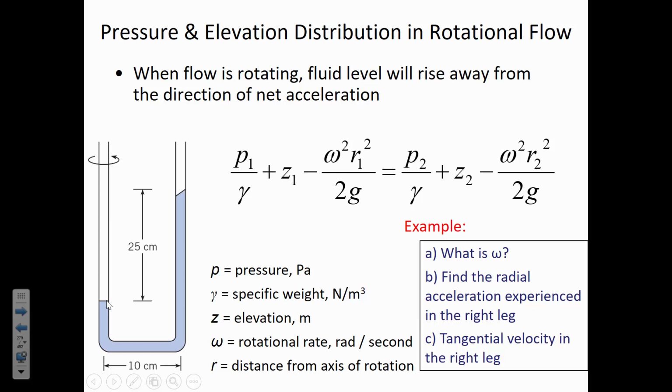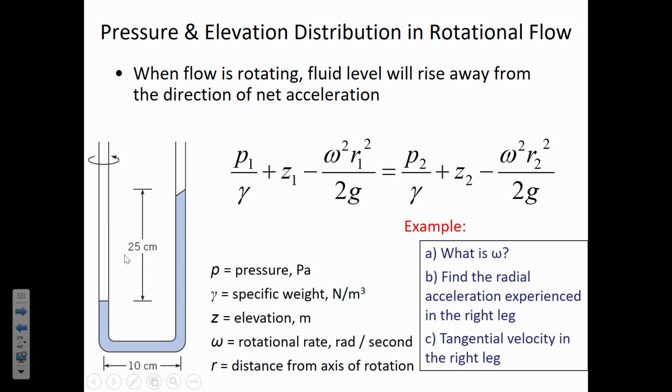We can say, for instance, that P1 is 0 because it's open to the atmosphere, and we're measuring pressure in terms of gauge. So the pressure at the interface of the liquid and the air is 0 at 1, and likewise the pressure at 2 is 0, since it's open to the air and air is touching at that interface.